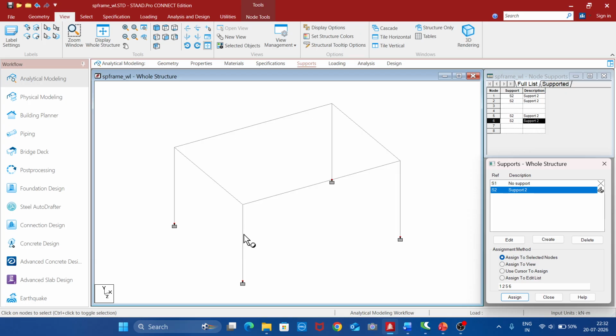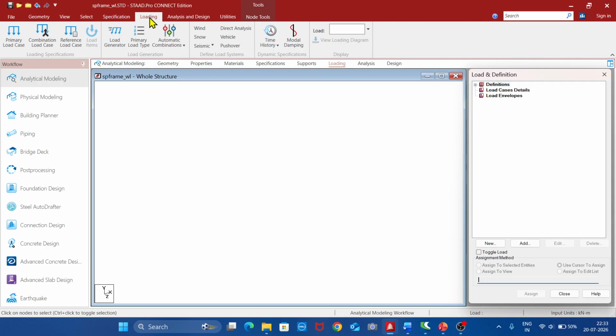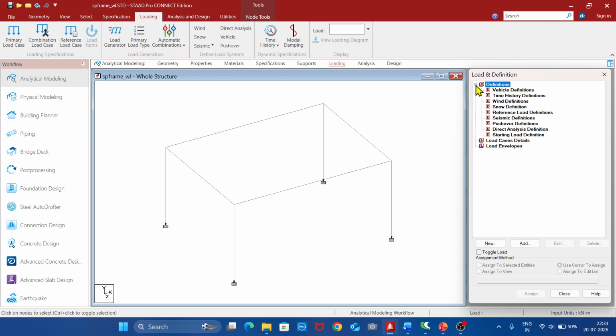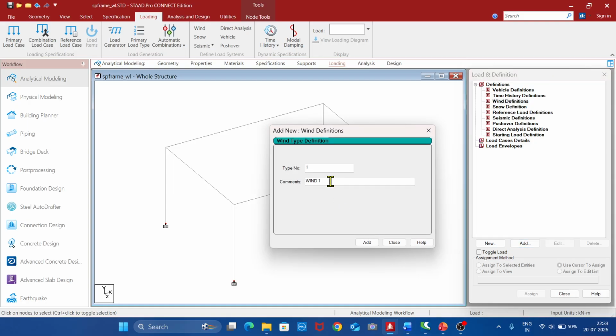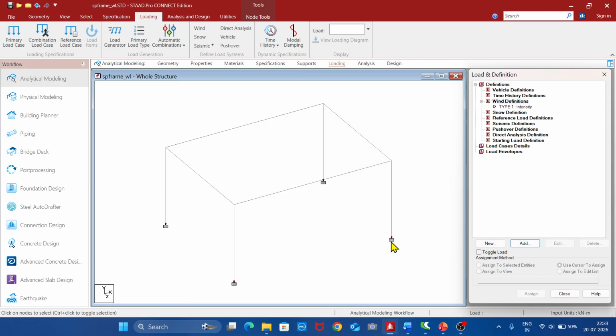Now to give the loading, go to loading, then loads and definition, load case details, definitions, click definition. Since we are going to define wind load, go to definitions, then click wind definition, click add, let it be given as wind 1 or some title. We are going to give the intensity of the load, so click add, close.